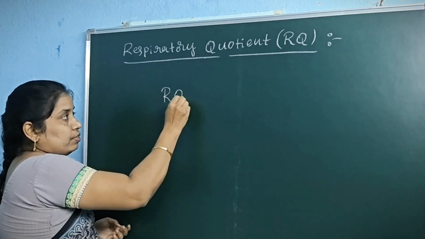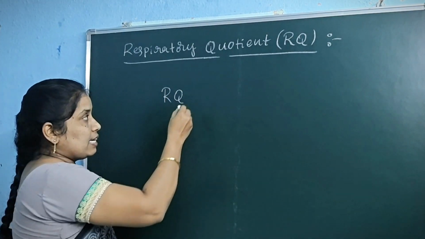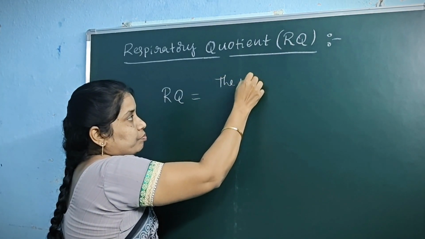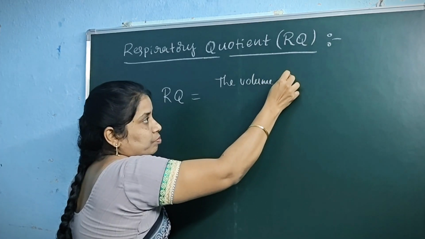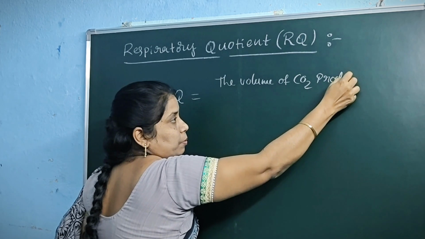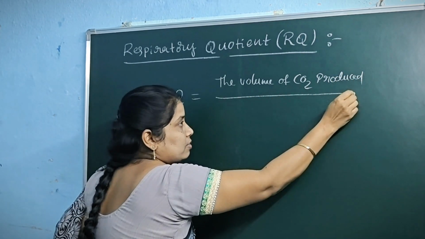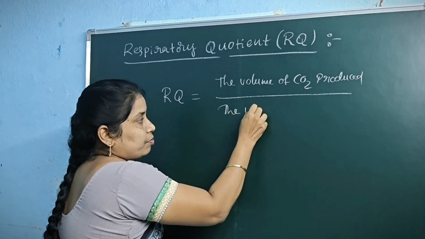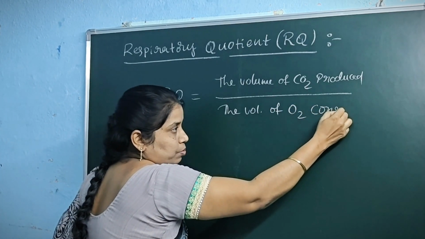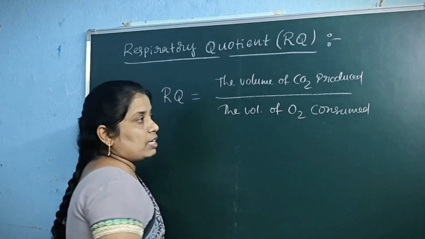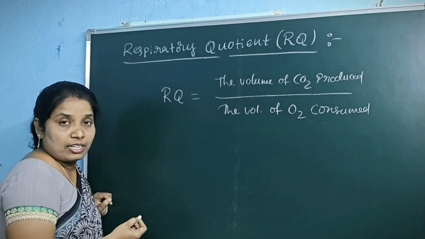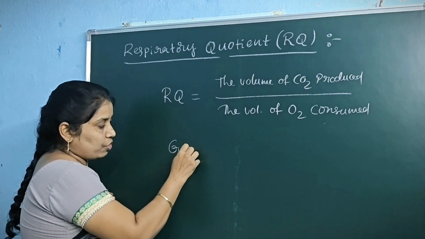So, RQ, respiratory quotient, is nothing but the volume of CO2 produced by the volume of oxygen consumed. So, it can be measured by an instrument that is nothing but Ganong's respirometer.